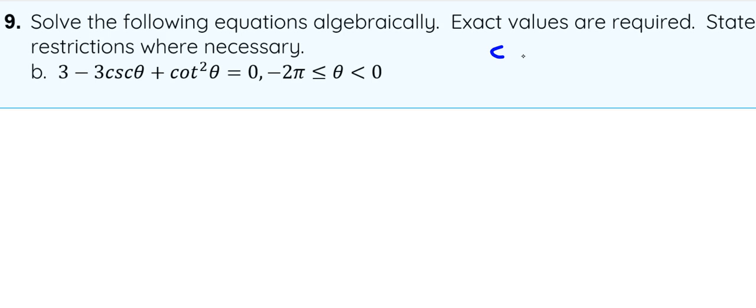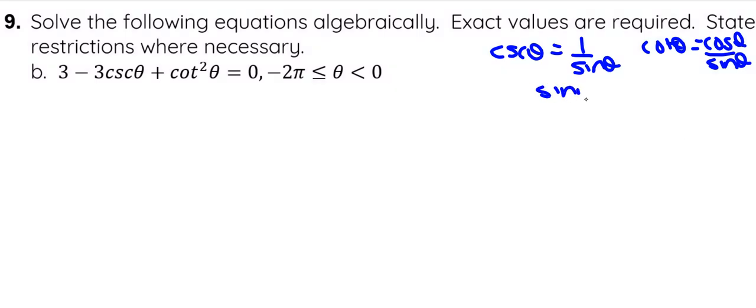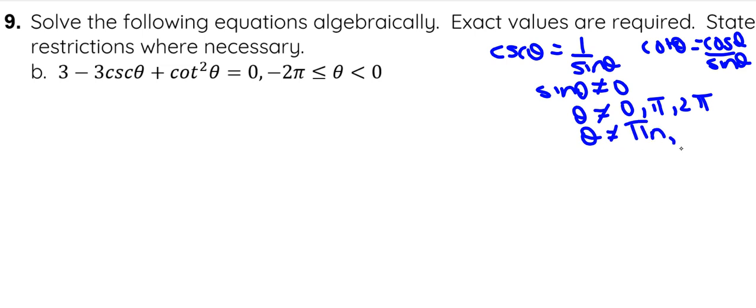So I know that cosecant is the same as 1 over sine, and cotan is the same as cos over sine. So it looks like sine is a bit of a problem for this question. Sine theta can't equal 0, which means theta cannot equal a multiple of pi. Sine is 0 at 0, pi, 2 pi, or any multiple of pi, where n is an integer, so it could be positive or negative. So if I get any multiple of pi as an answer, that won't work.